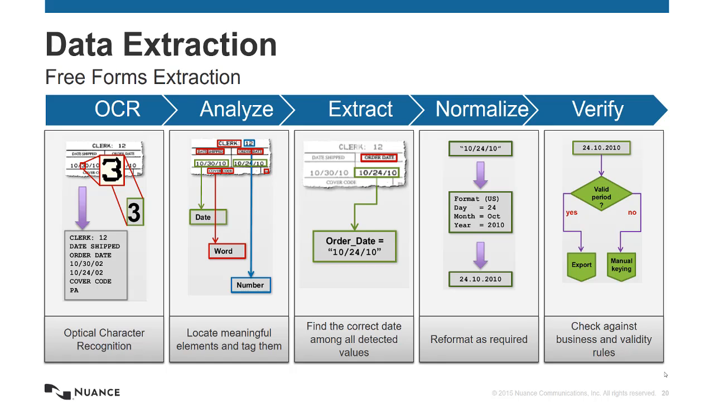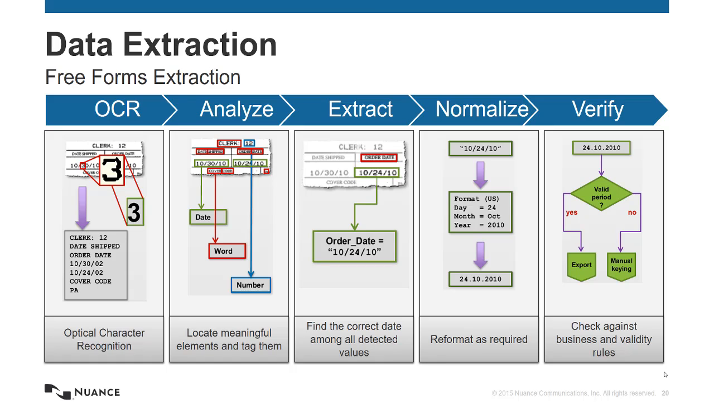Once we understand these meaningful elements, we can then use the process to extract information, find the correct date among all those detected based on an anchor point piece of information. For example, finding the order date on an invoice based on the phrase order date and finding the date beneath.